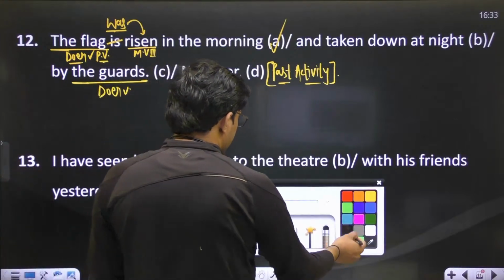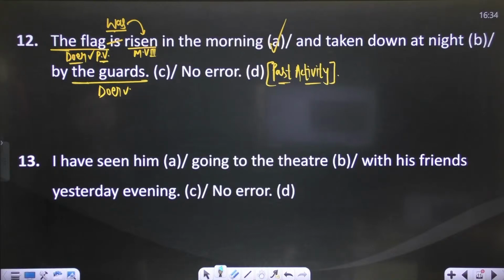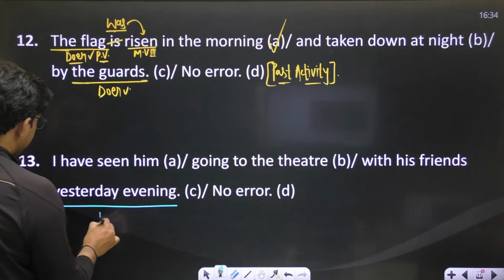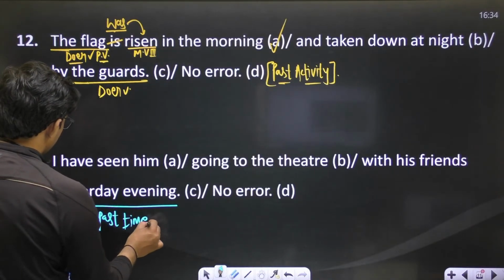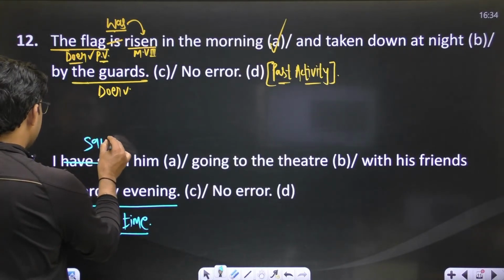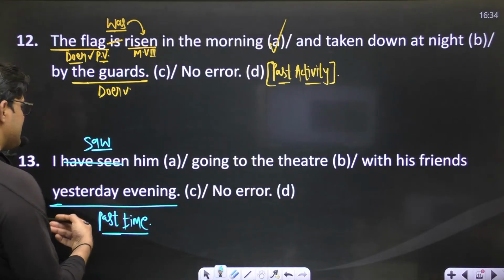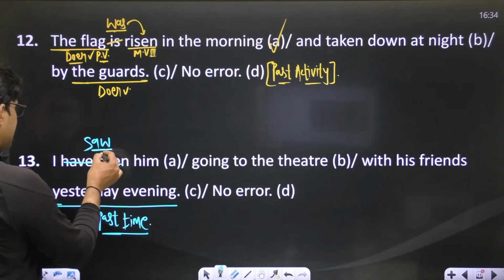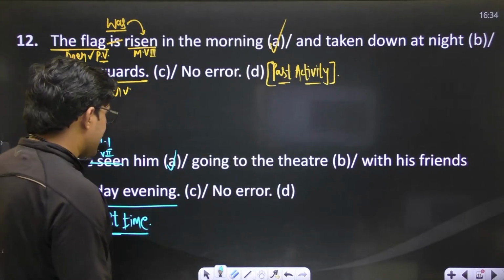Okay, next one is: I have seen him going to the theater with his friends yesterday evening. This word, yesterday evening, right? It denotes past time. So use past indefinite tense and just say, I saw him going to the theater with his friends yesterday evening. Replace present perfect with past indefinite and you will find an error in part A. Error is in part A.